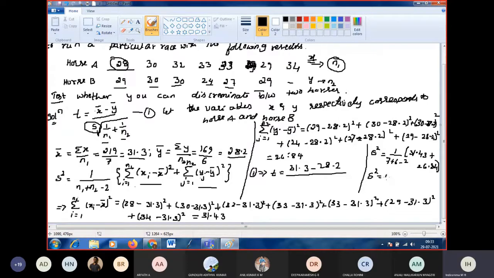Okay, if you simplify this, you will get s square as what? 5.2973 you will get. Take the square root. S will be 2.3016. Now substitute this value.